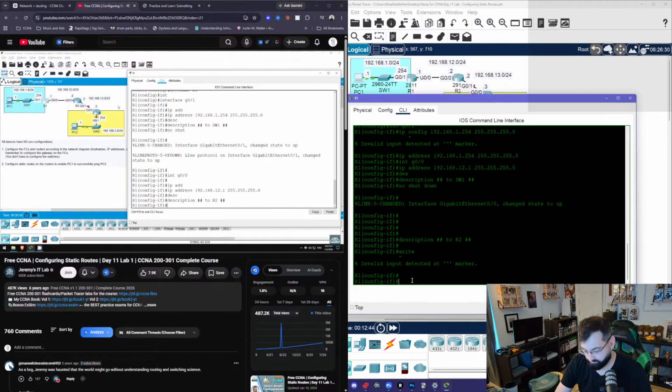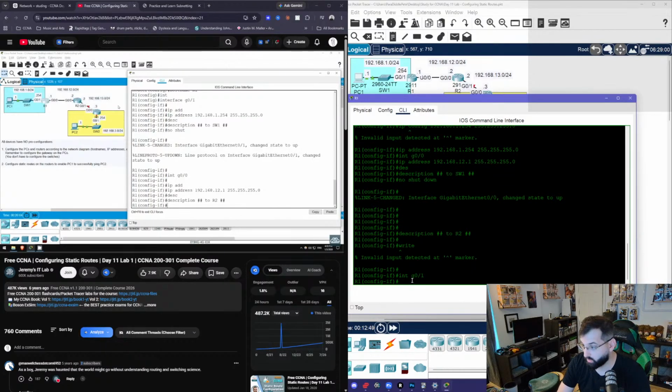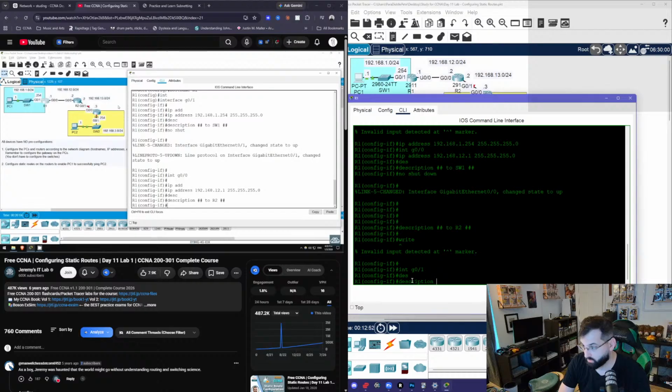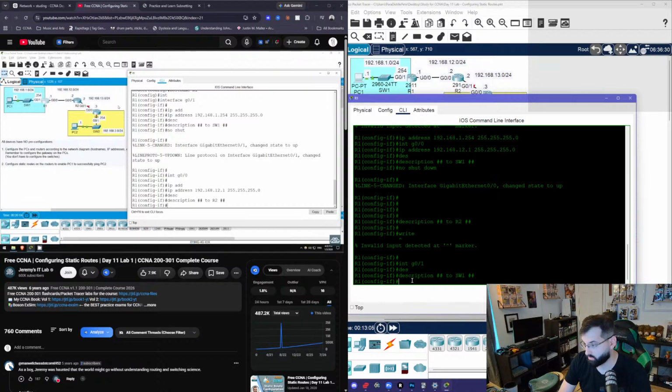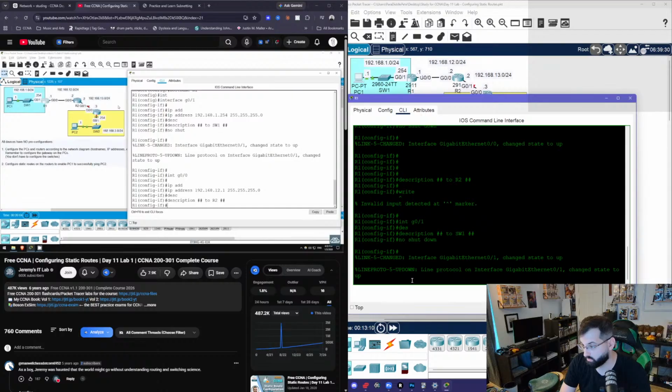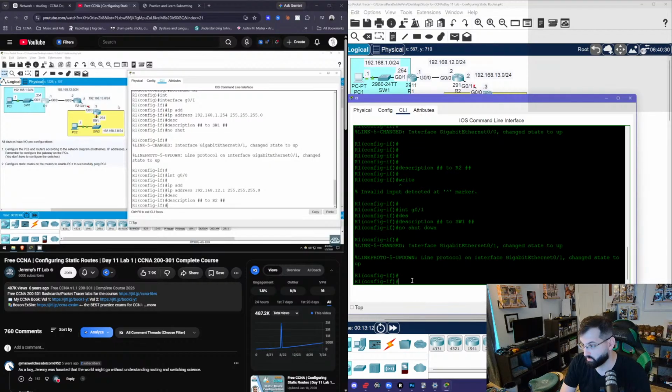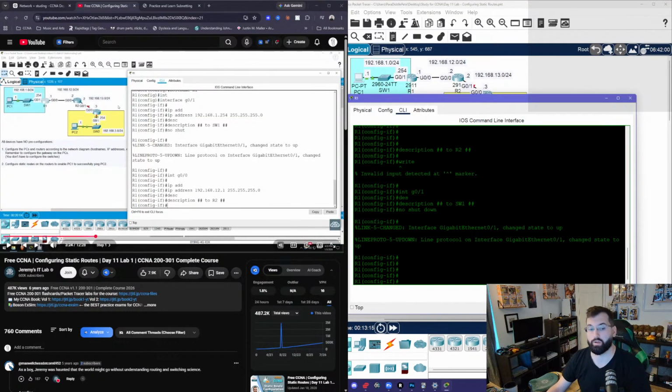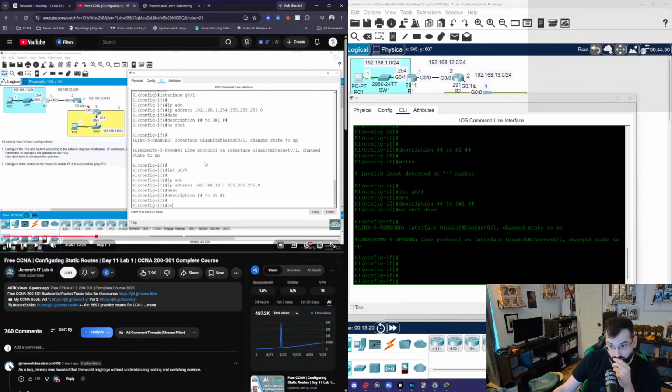Okay. So we're going to go to the G0/1 interface. Description to switch 1. No shutdown. Okay, so everything should be good. I did it in a weird order, but everything should be fine. Let's enable it. No shutdown.